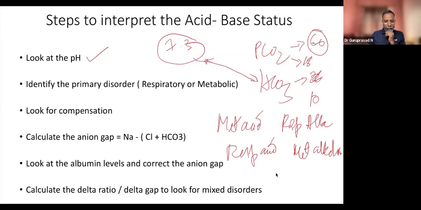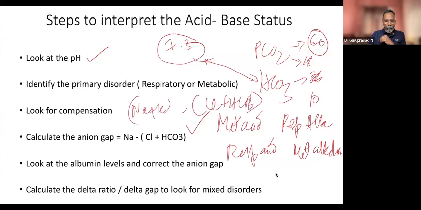Once you calculate the compensation, if it is a metabolic acidosis, you then calculate the anion gap. How do you calculate it? It is sodium minus chloride plus bicarbonate. Basically, it is the difference between the unmeasured anions and the unmeasured cations, but it is calculated through this formula: sodium minus chloride plus bicarbonate. Some people take sodium plus potassium minus chloride plus bicarbonate, but don't get confused. You have to stick to sodium minus chloride plus bicarbonate.